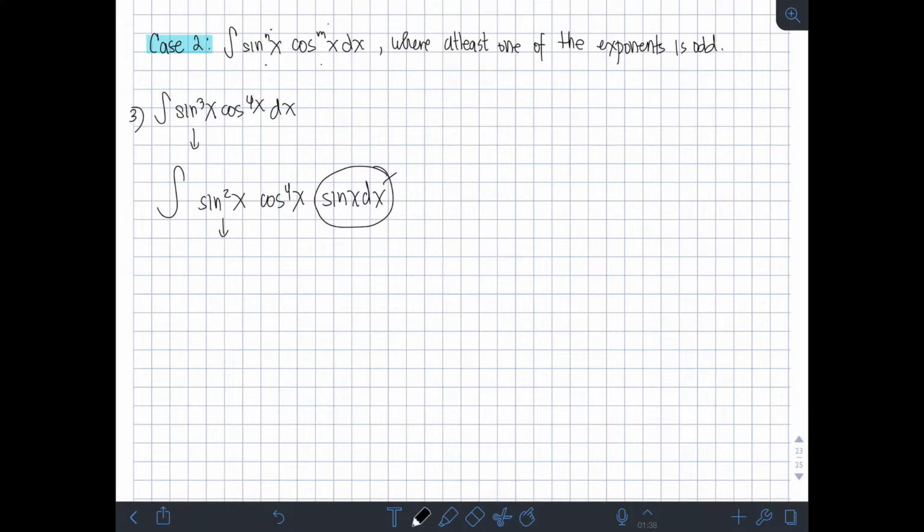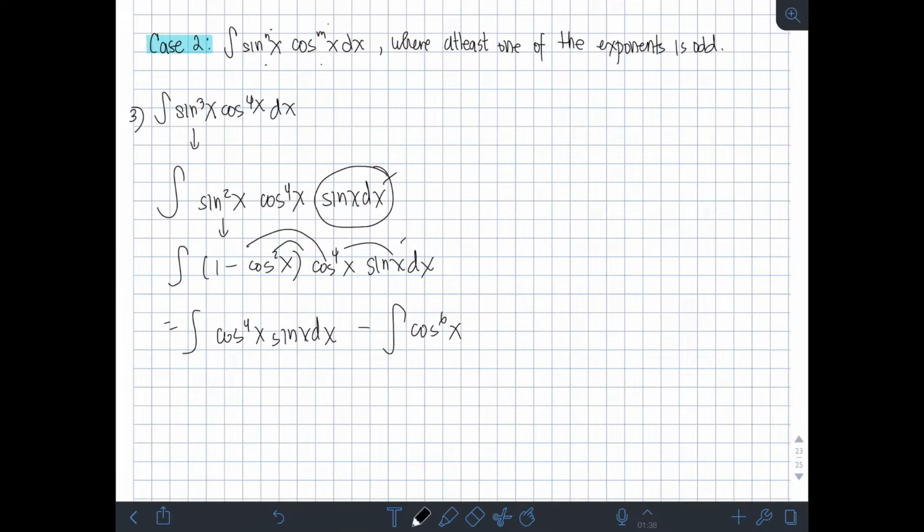Okay? So, pag ginawa natin to, equal to sa 1 minus cos squared x. Then, dahil nga yung cosine naman natin is even, no problem, pwede natin i-distribute ito dito. So, magiging equal to sa, distribute na natin pala lahat. So, integral ng cos to the 4th x sine x dx minus integral ng cos squared x times cos to the 4th x is cos to the 6th x and then itong sine x dx.